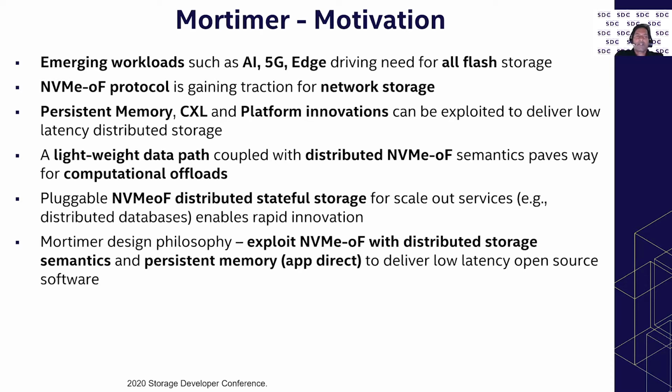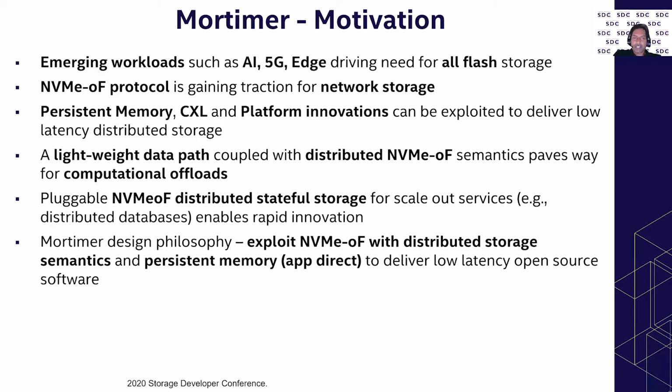Persistent memory has been there for the last couple of years or so. The question is, how can we take advantage of persistent memory with load store semantics to achieve low latency? Platform offloads and emerging technologies like Compute Express Link can also be exploited to deliver low latency distributed storage performance. Having a lightweight data path coupled with a standard protocol like NVMe over Fabrics semantics really helps for emerging trends as well, for example, computational offloads.